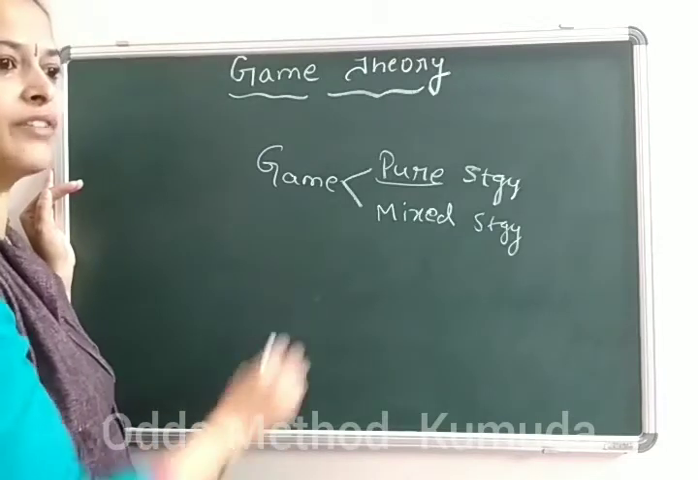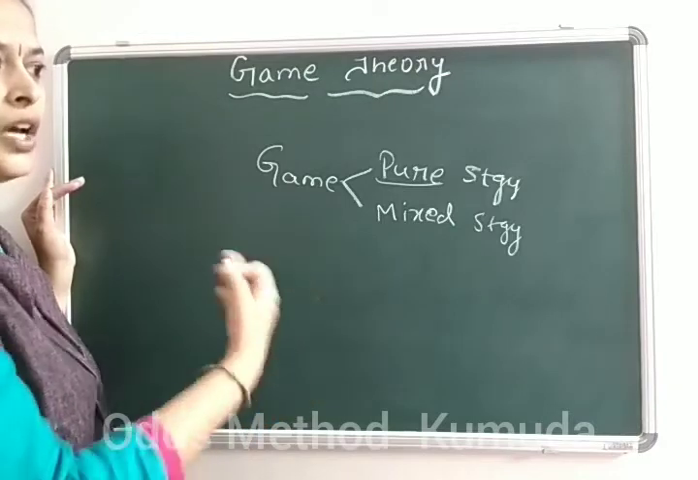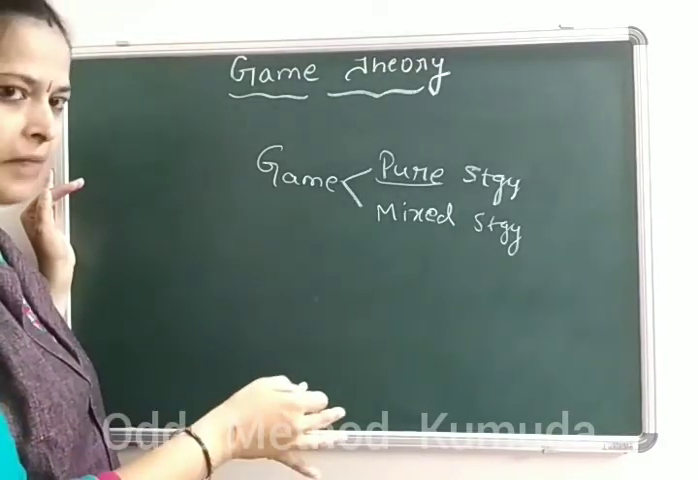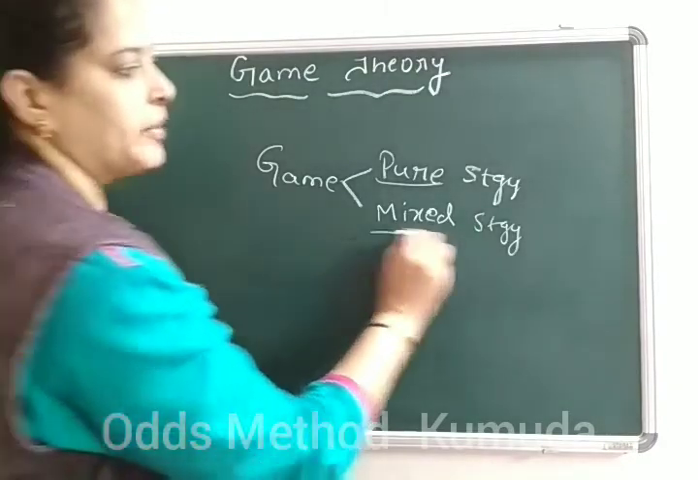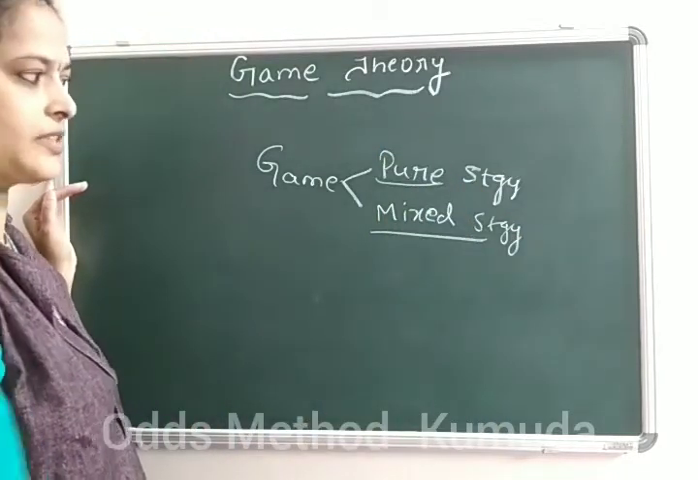And we have a situation where we don't get a saddle point. It's a game or a payoff matrix in which the row minimum and the column maximum don't match. Then it is called a mixed strategy game. So the game without a saddle point is called a mixed strategy game.